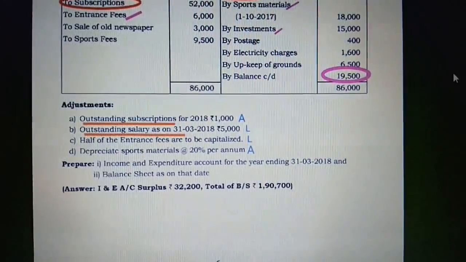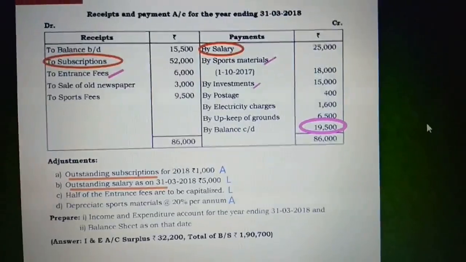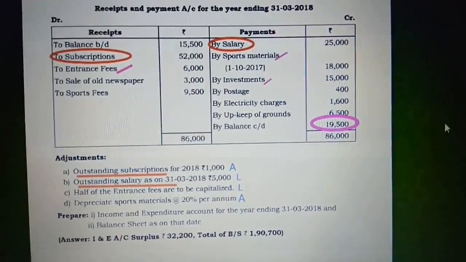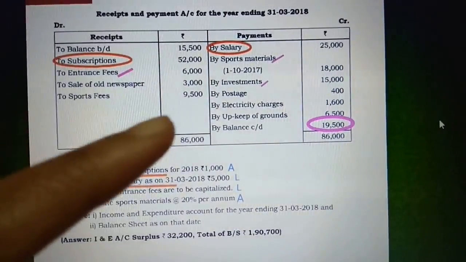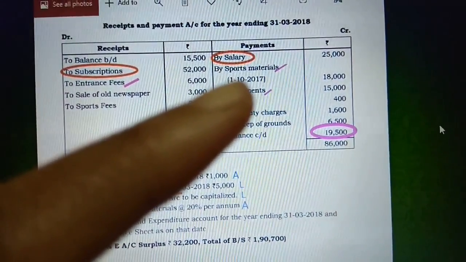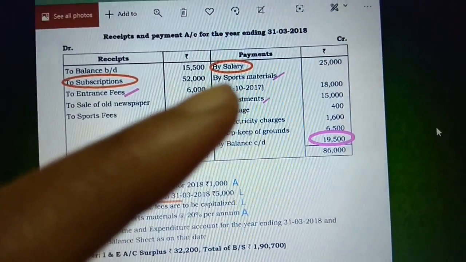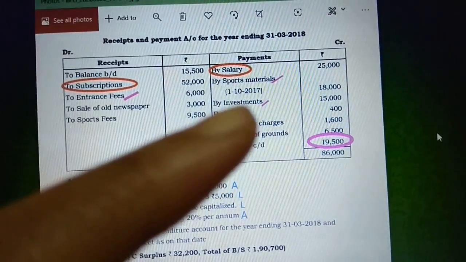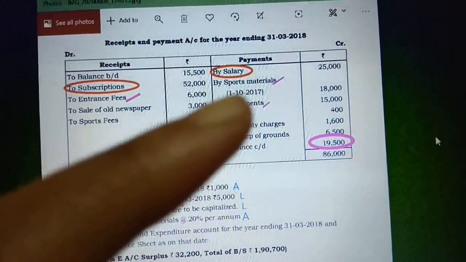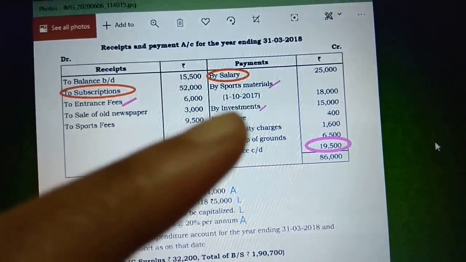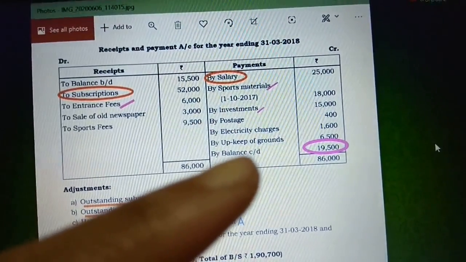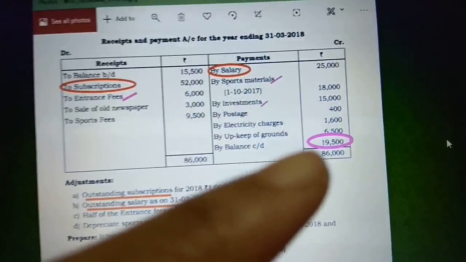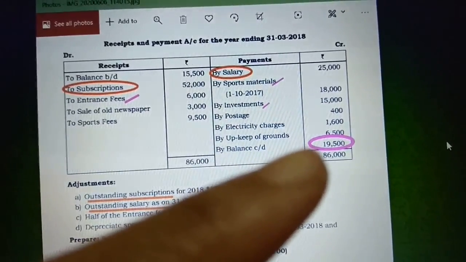Next, moving on to the receipts and payments account again. On this we need to go for the assets and liabilities. If it is assets, go for the payment side and find out the assets. We have no additional purchase, that is sports material, put a tick mark. I have done here. Again, investments, these two are the only items which fall on the payment side. And here we have balance carried down 19,500, which is circled. This is the cash balance, cash in hand.